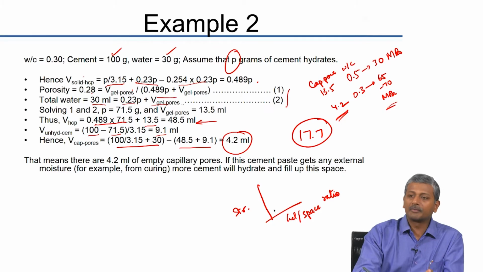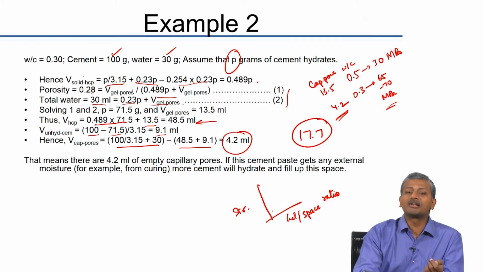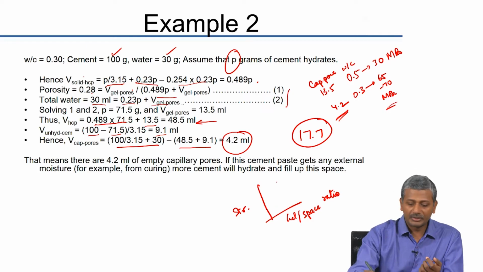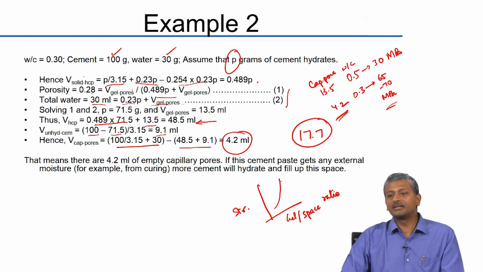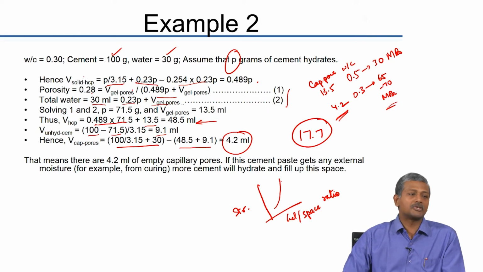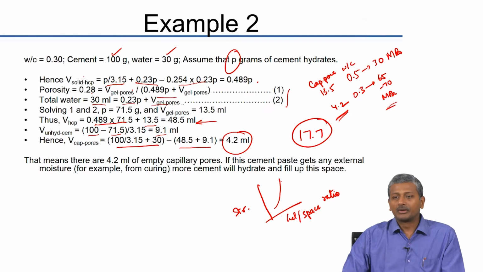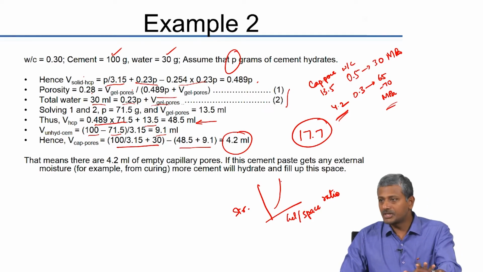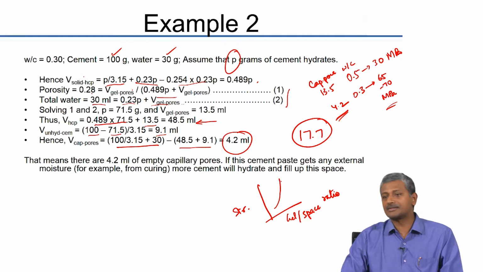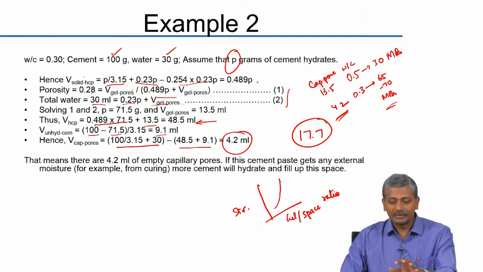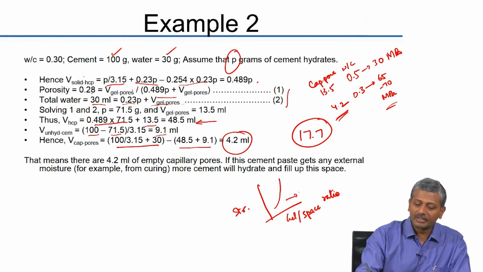So what do you think will be the shape of this relationship? Should it be an increasing relationship or decreasing? Obviously increasing, right? So the strength increases as a function of the gel to space ratio in a polynomial fashion. Okay, gel does not mean CSH alone. Gel means all hydrated products plus any fillers that exist in the system. Okay? And this relationship also was first shown by Powers.